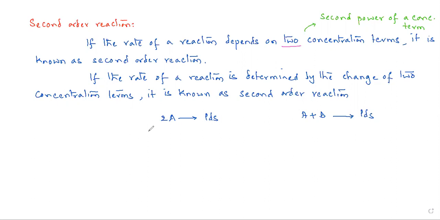Now let us write this in a different way. Instead of going for minus dA by dt, let me give you the second and third orders in this format, dx by dt. Now whatever is going to react from now on, x is the one that is going to react from now on.